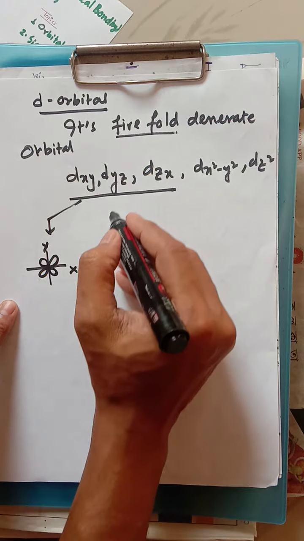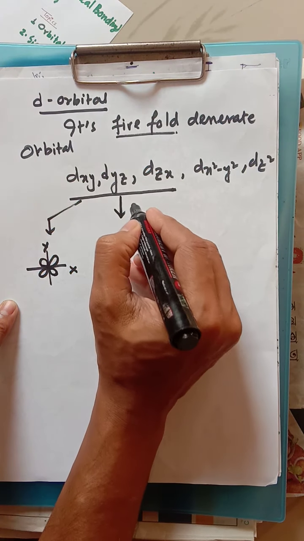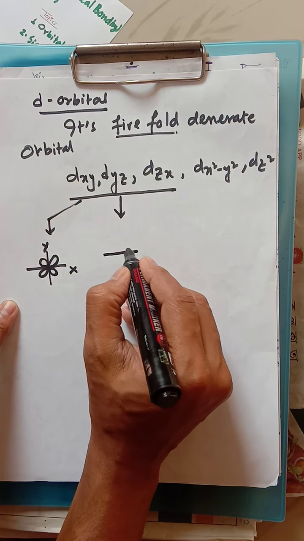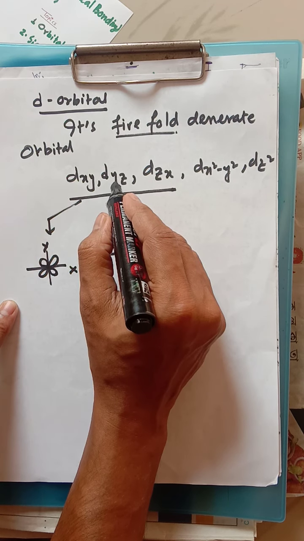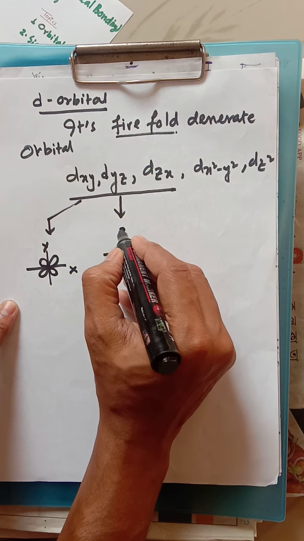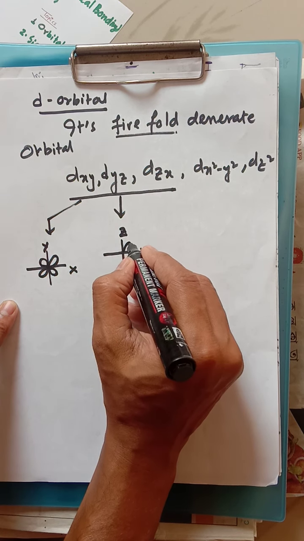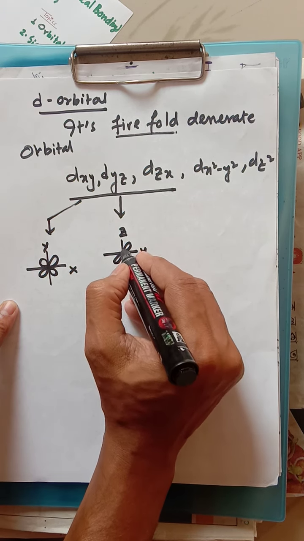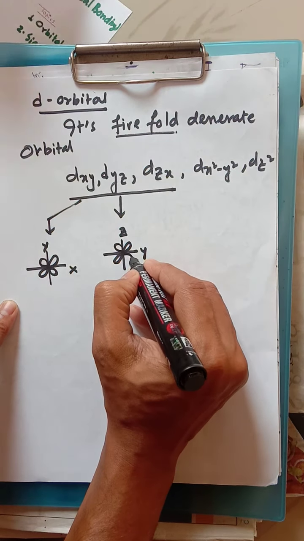It is dxy. Whenever it is dyz, obviously only the axes will be changed. That means one will be the y-axis, another will be the z-axis. Let us consider this is the y-axis, this is the z-axis, and the thing is identical with dxy. That means the lobes will be in between the axes.